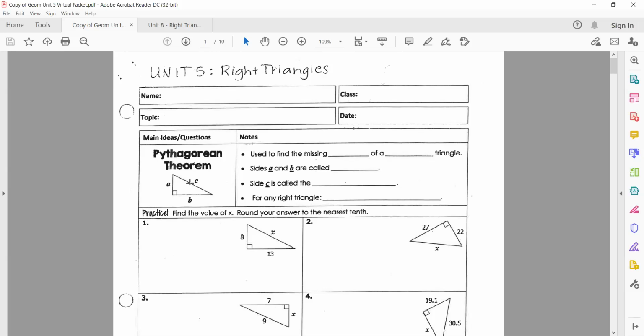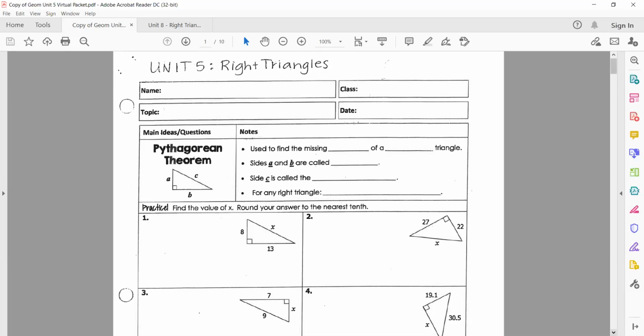So where the problem occurs is, in looking at these problems here, the first two are relatively straightforward. I usually say the shortest leg is side A. That's how I'll label it. The other leg is going to be B. The hypotenuse is always C in the theory. So the first two problems here are pretty straightforward. They've got our X, our missing value, on the hypotenuse.